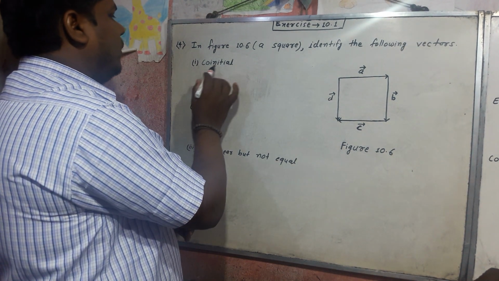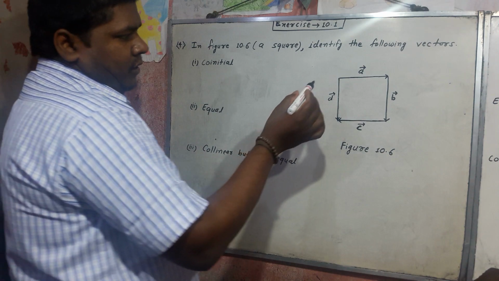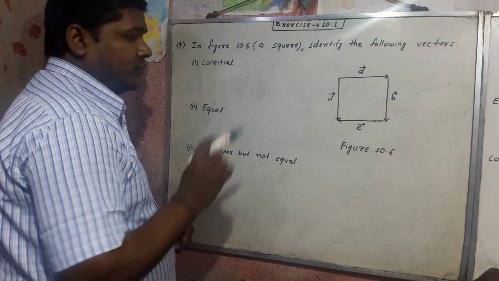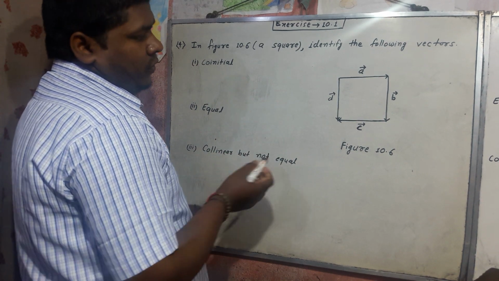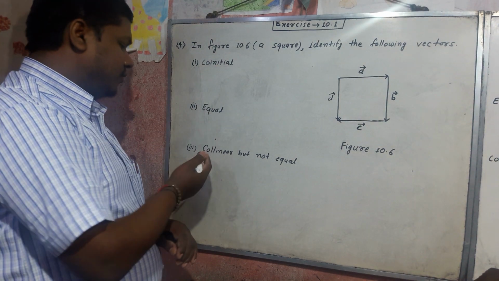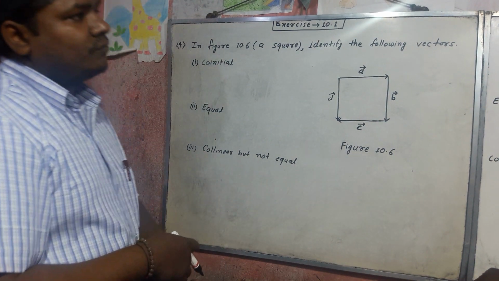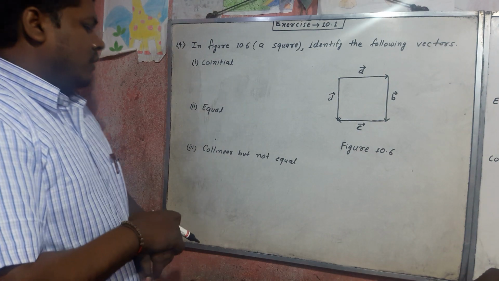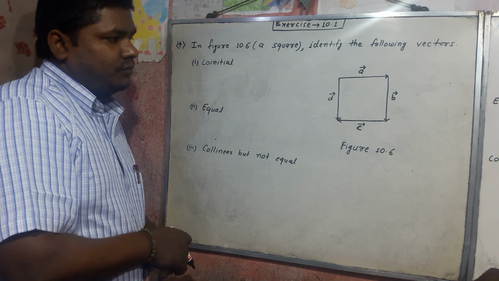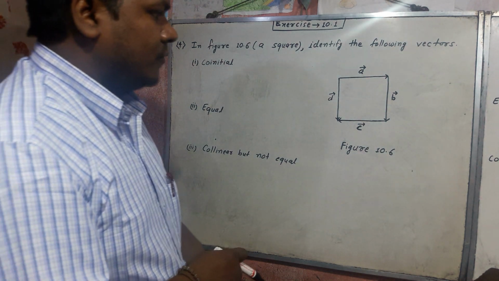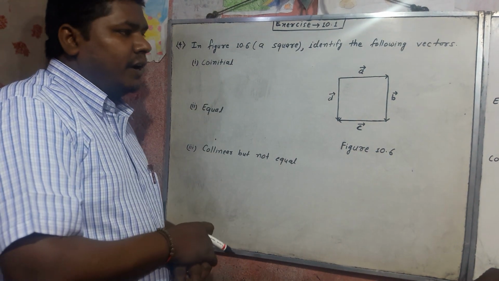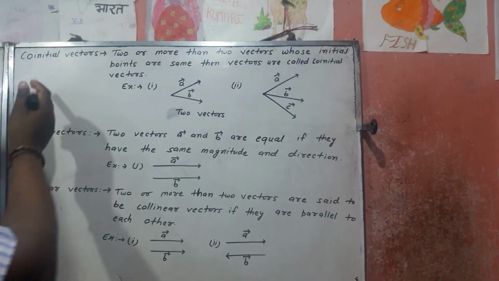Number 1, co-initial. In this given figure, we choose which vectors are co-initials, equals, collinear but not equals. Before solving these three questions, we shall read about co-initial, equal and collinear vectors.